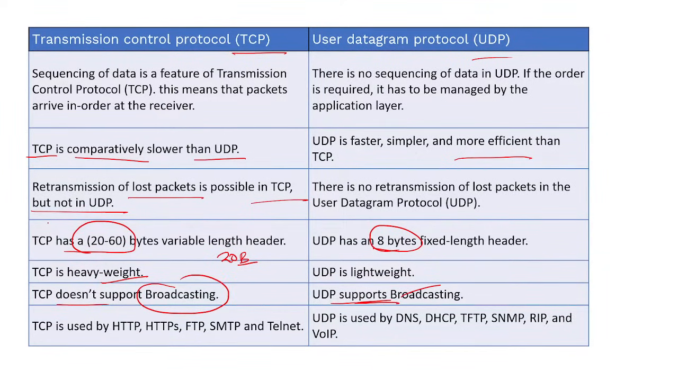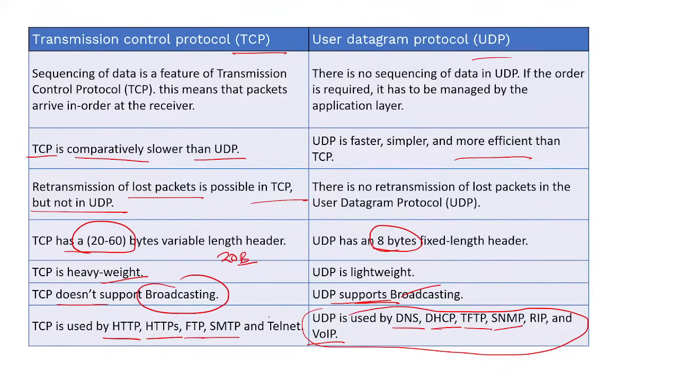What are the different protocols working under TCP? That is HTTP, HTTPS, FTP, SMTP. And under UDP: DNS, DHCP, TFTP, RIP, SNMP, VoIP. These are all the protocols under UDP.